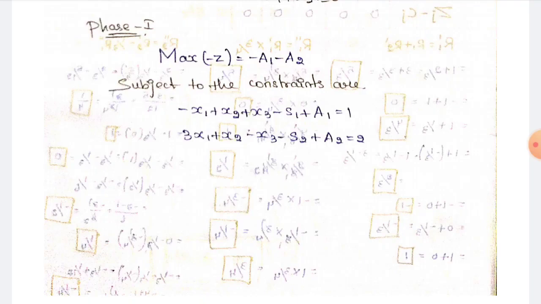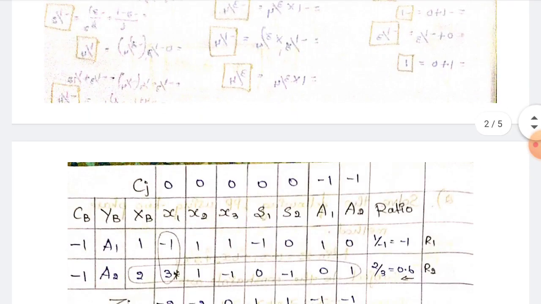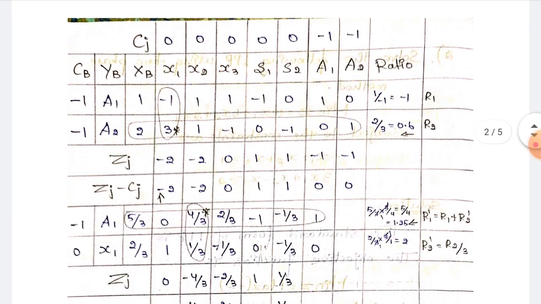Now we have to come to the initial table. For the objective function coefficients you have to write in the CB column as well as the CJ column. Only the artificial variables have a value; the other coefficients will be 0. So CJ, CB, YB, XB, X1, X2, X3. Here we have three variables, and you have to write two surplus variables S1 and S2 and two artificial variables A1 and A2. In the YB column you have to write the artificial variables A1 and A2.